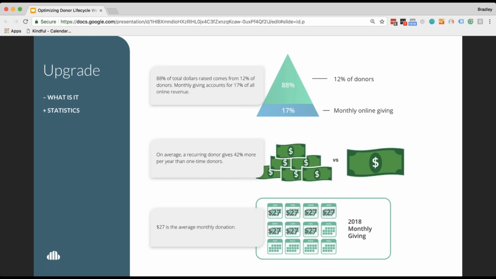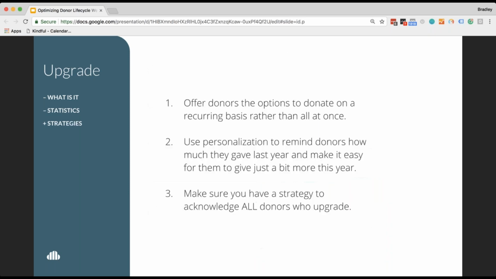And so it's a great thing to do with your mid-level donors and below to help them have the donation be a little bit more palatable, but also have them give you a little bit more year over year. So again, a couple key strategies you can consider. Number one, what I'm just referring to, offer donors the option to donate on a recurring basis rather than all at once.